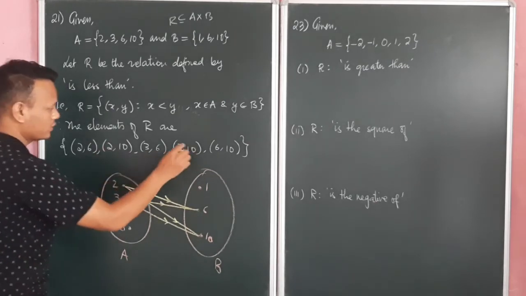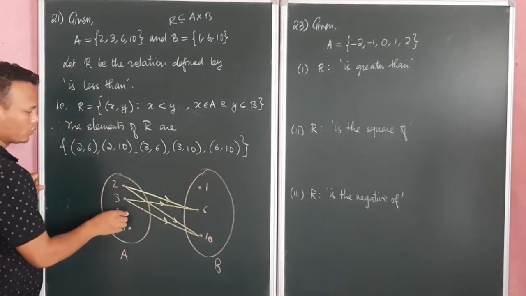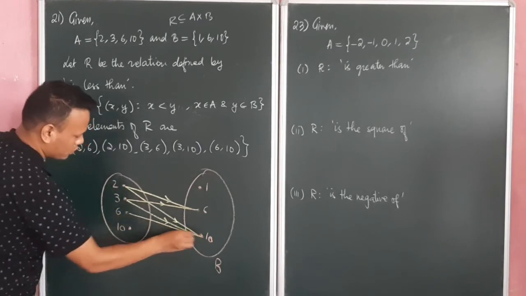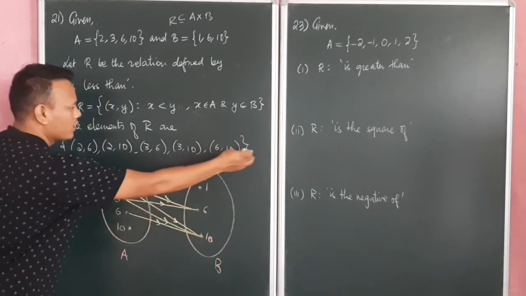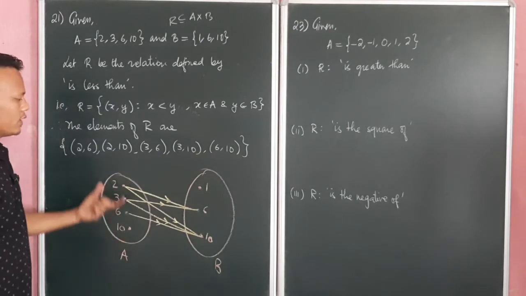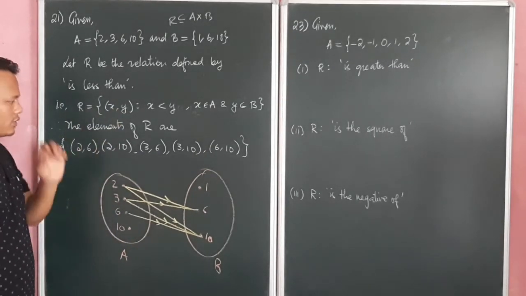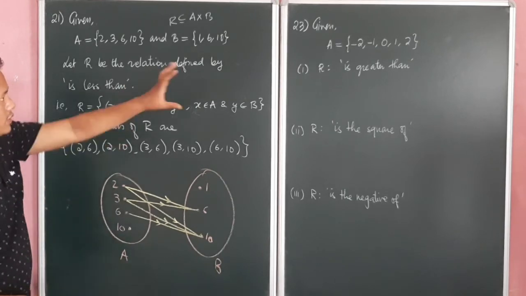Now next is 6. Now 6 goes to only 10. So 6 goes to 10 here. Now we don't have any other element here. So this will be the arrow diagram for this particular question. Alright, now this is the first question. Let's see the other question.